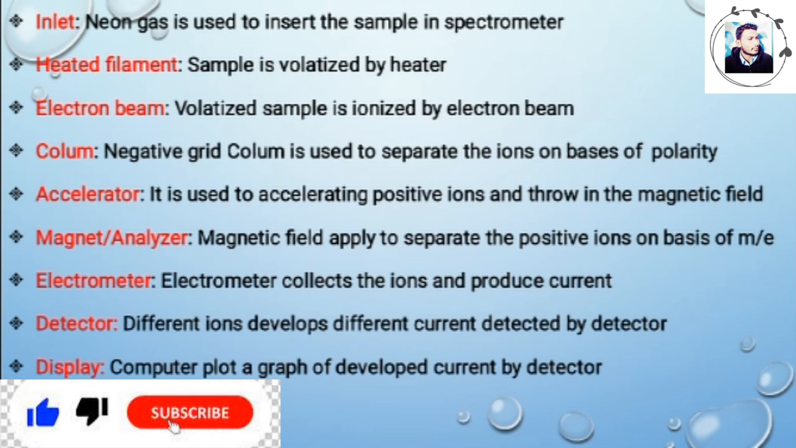The magnetic analyzer is used to apply the magnetic field to spread the positive ions on the basis of charge, by m/z value. The electrometer is used to collect the ions and produce the current. The detector amplifies that current on the basis of isotopes and m/z values. Different currents are detected by the detector, and the computer plots a graph of the current developed by the detector.